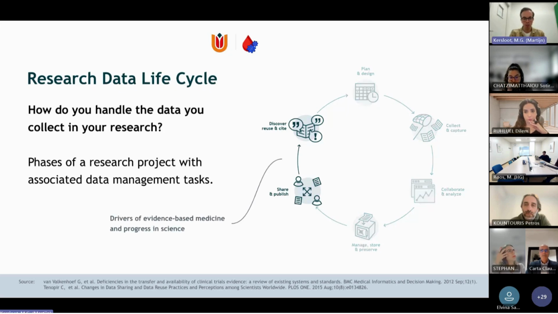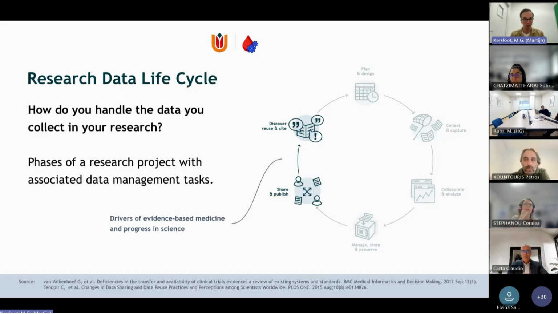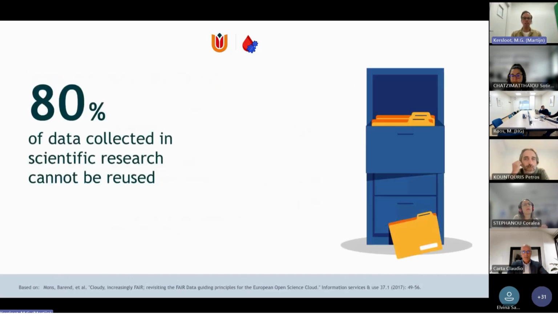And these last two steps, so sharing and publishing results and data, and discovering, reusing and citing data and papers, are really the drivers of how we practice medicine nowadays, and really make sure that we progress in science. So based on the research that we've done in the past, we think of new research projects, and then this cycle starts again. But what we also see is that approximately 80% of the data that we currently collect in scientific research cannot be reused for other purposes than it was specifically collected for.